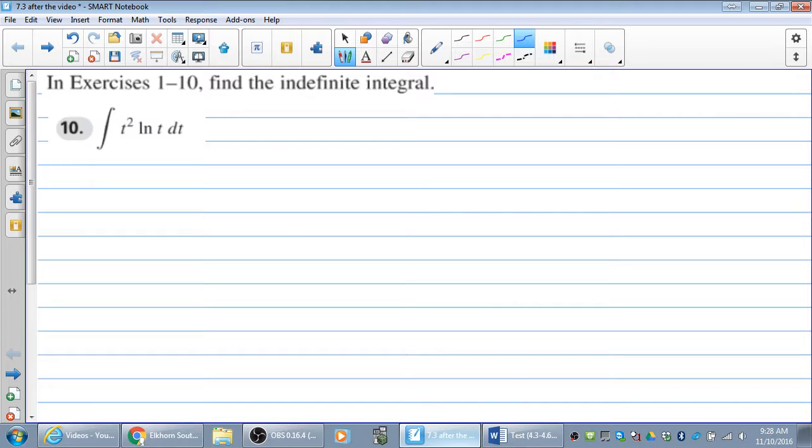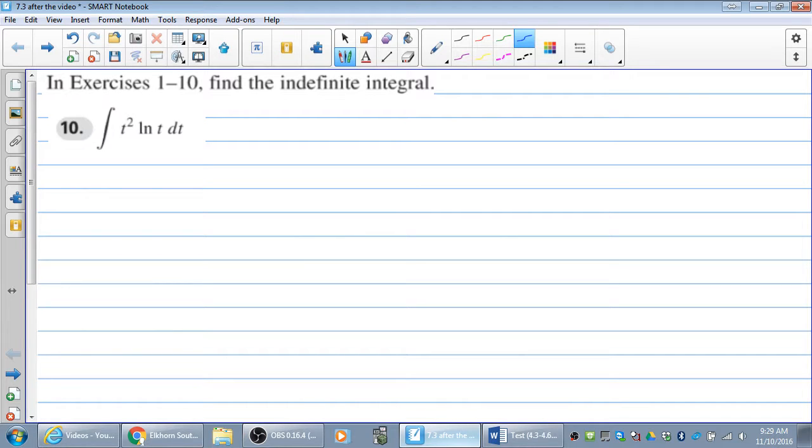All right, in exercises 1 through 10, find the indefinite integral. So we have two functions that have really nothing to do with each other as far as derivative. This one cannot be done by substitution because we don't have a function and its derivative in here, not even a multiple of its derivative. So these two are not related in any way. So we have to come up with something else, and we have integration by parts.